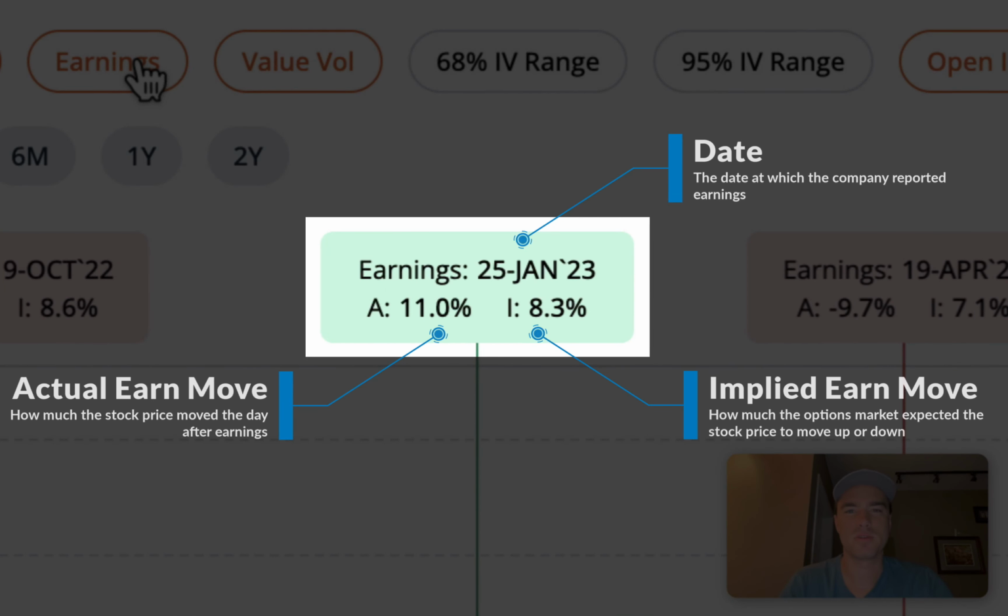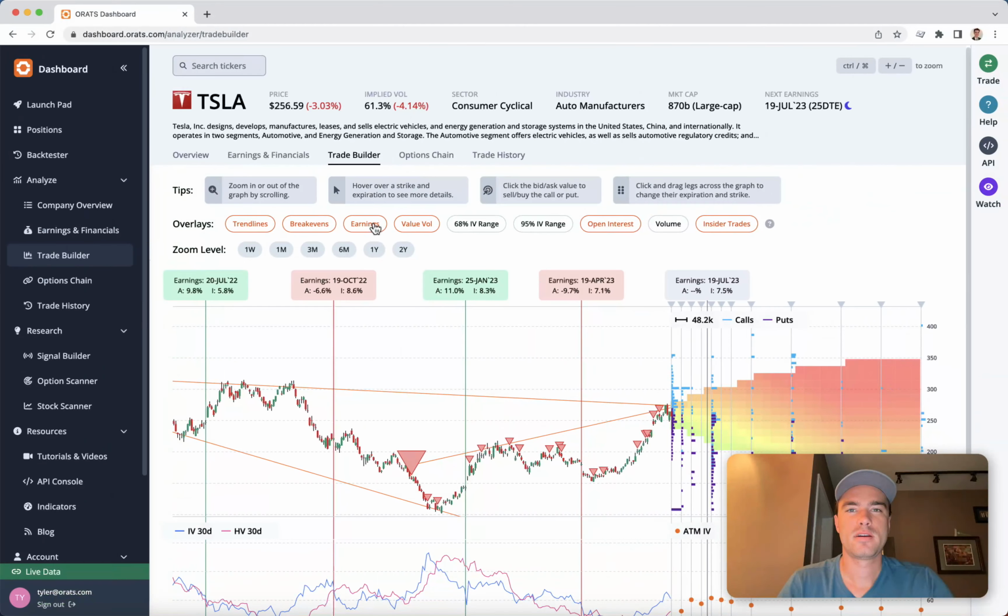The implied earnings move is one of our most popular indicators and shows you how much the options market expected the stock price to move in any given direction. For example, if the stock price moved more than the implied move, it would indicate that a long straddle would have been a profitable strategy. On the other hand, if the stock price moved less than the implied move, a long straddle would have likely lost money. Let's move on to insider trading activity.